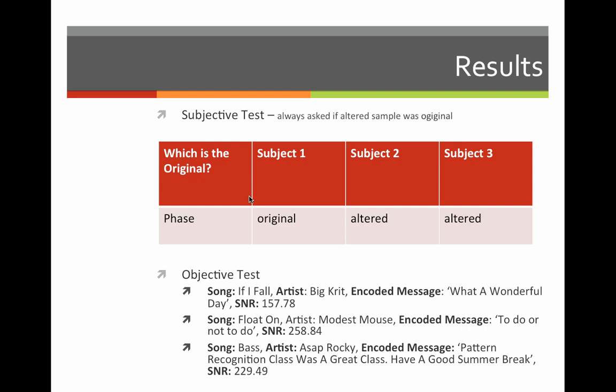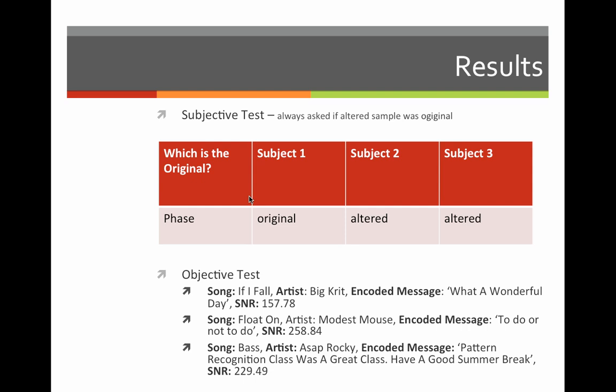And through my objective test, which is the actual coding test, which you'll see a demonstration of later on, I have a clipping of a song called "If I Fall." Artist is Big Crit, and the encoded message that was read out easily and without a problem was "What a Wonderful Day." The signal to noise ratio between the two signals was 157.78.